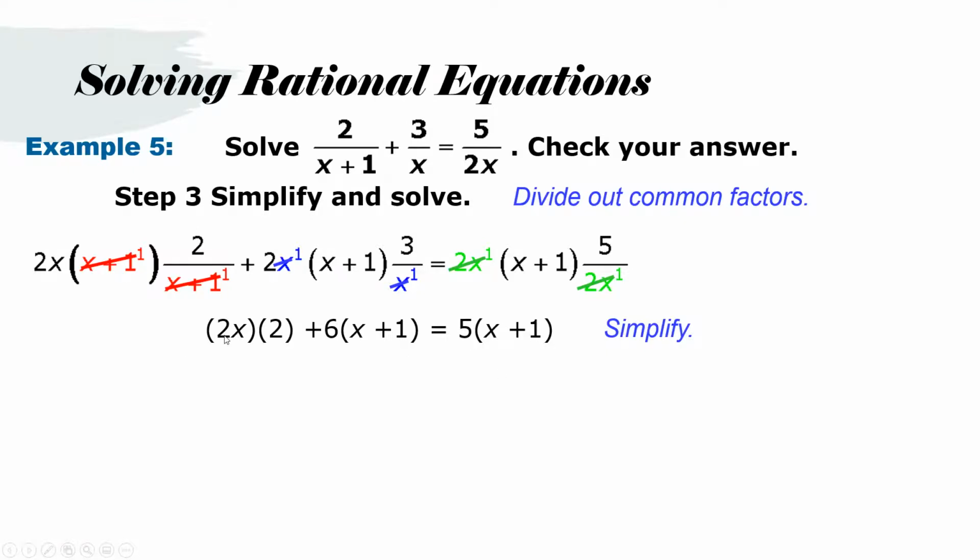So distribute. 2x times 2, that's 4x. 6 times x, that's 6x. Then 6 times 1 equals 6. Then 5 times x equals 5x. 5 times 1 is equal to 5. So you have 4x plus 6x plus 6 equals 5x plus 5.